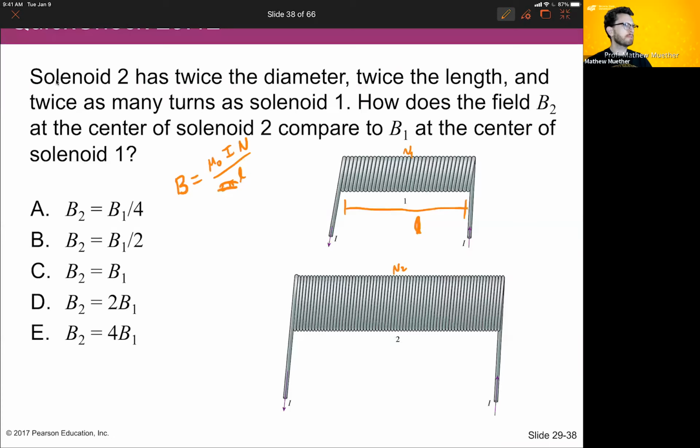Okay, let's go ahead and end the poll. Most of you selected C, that they're equal. Okay, right. Notice again, I can rewrite this like mu naught N over L, that's just the density of the turns in this solenoid, times I. Well, I is the same for both of them, and this ratio of turns to length is identical. I doubled the number of turns as I doubled the length. There's no dependence on the diameter, so I end up with the same magnetic field through the center of each of these.